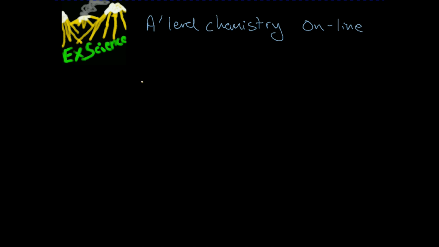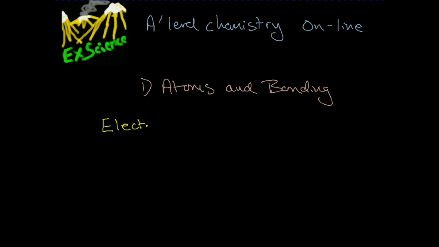This video is a part of Unit 1, Atoms and Bonding. More specifically, this is the 5th video of Atoms and Bonding. It is about the electron configuration of atoms.